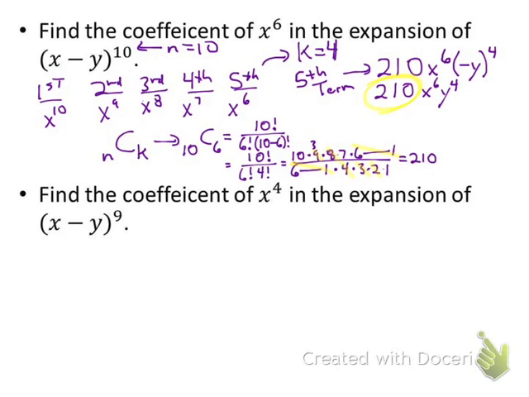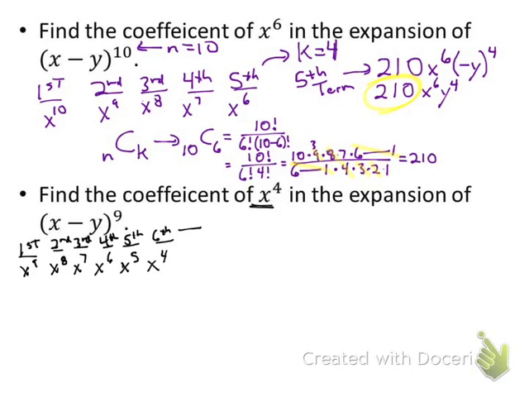So next one, we're looking at x to the 4th when it's x minus y to the 9th. x minus y to the ninth. Our first term would be x to the ninth. Then we'd go 8, 7, 6, 5, 4. Oh, here we are. So we go second, third, fourth, fifth, sixth term is where we're looking. So we're going to the sixth term.